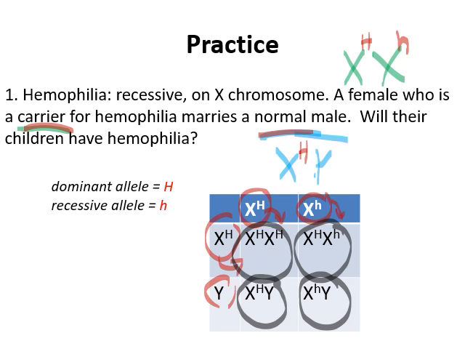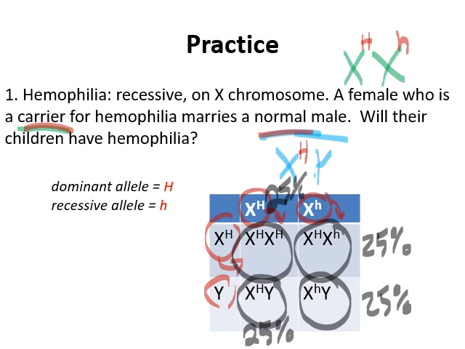And remember, it's not that these people would have 4 kids. It is just a 25% chance for each of these boxes on here. 25% chance of having a son with hemophilia, a 25% chance of having a son without hemophilia, a 25% chance of having a daughter who's homozygous without hemophilia, and 25% chance of having a daughter who is a carrier for hemophilia.